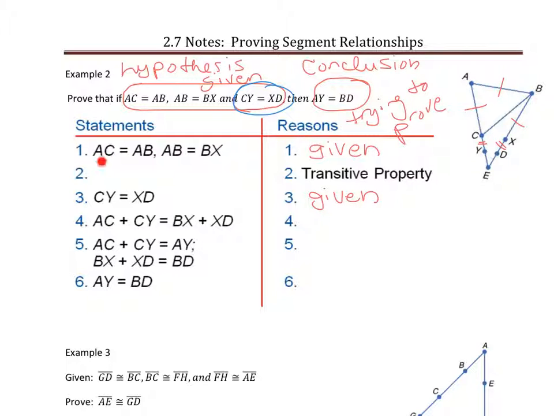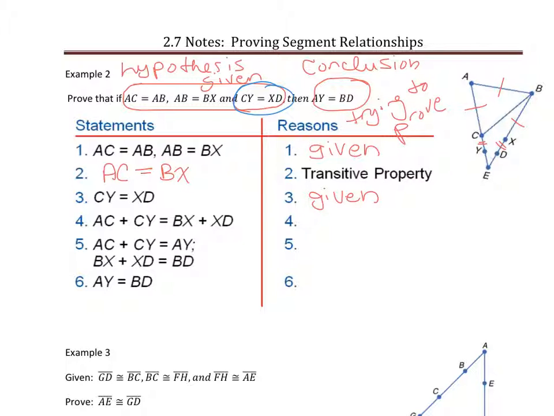All right, AC equals AB and AB equals BX. We're looking at the transitive property. We're transferring across 3 entities. If AC equals AB and that AB equals something else, then AC equals that something else. Transitive property of equality. Now, AC plus CY equals BX plus XD.